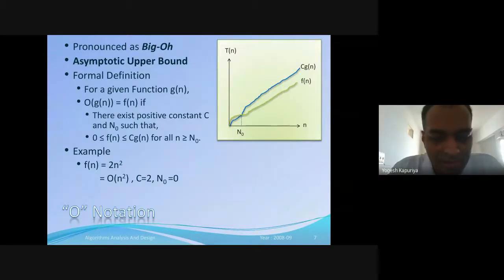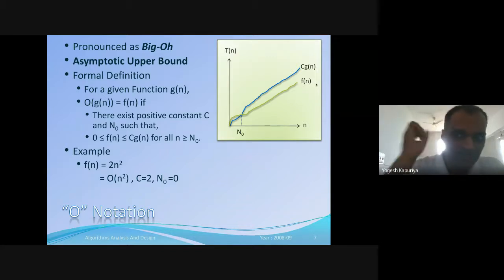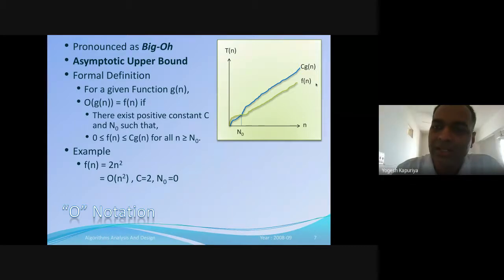So the first notation is big O. Now let us understand what it is actually. We have 2 functions given. One is this red line, which is given by f(n). And there is another function which is given by c g(n). Now if you observe the graph of these 2 functions, this is the value of the function, so T(n), and this is the value of n. So on the x-axis I am increasing the value of n. On the y-axis I will get the output.